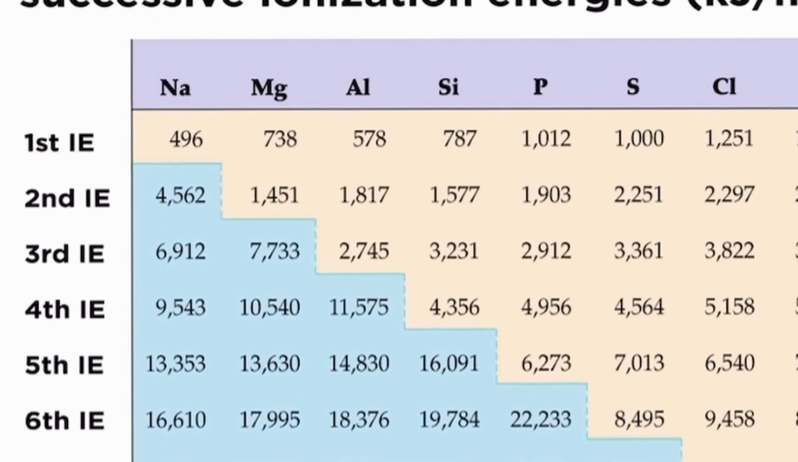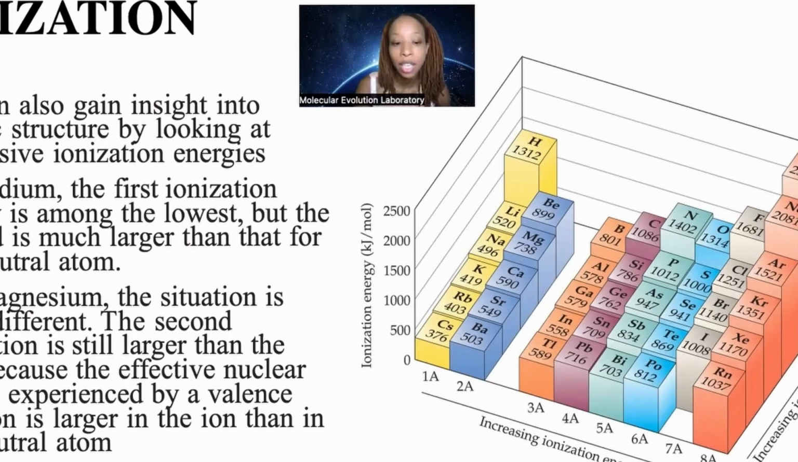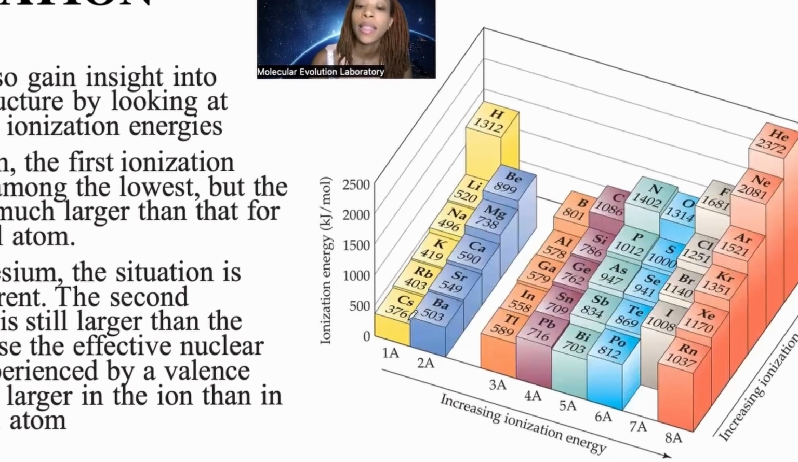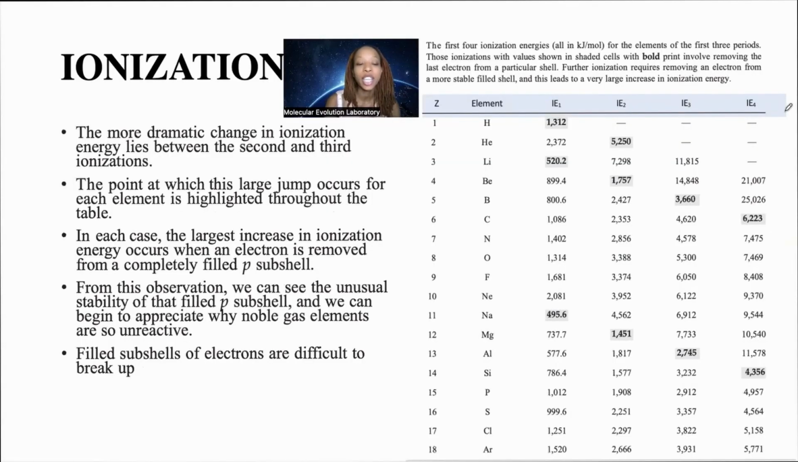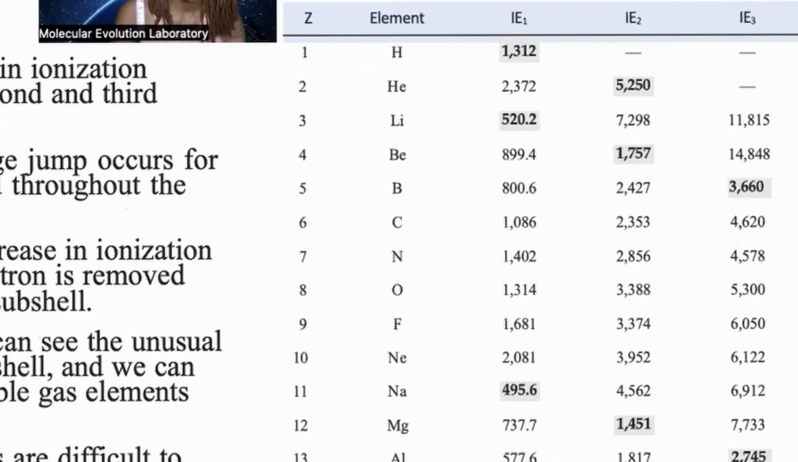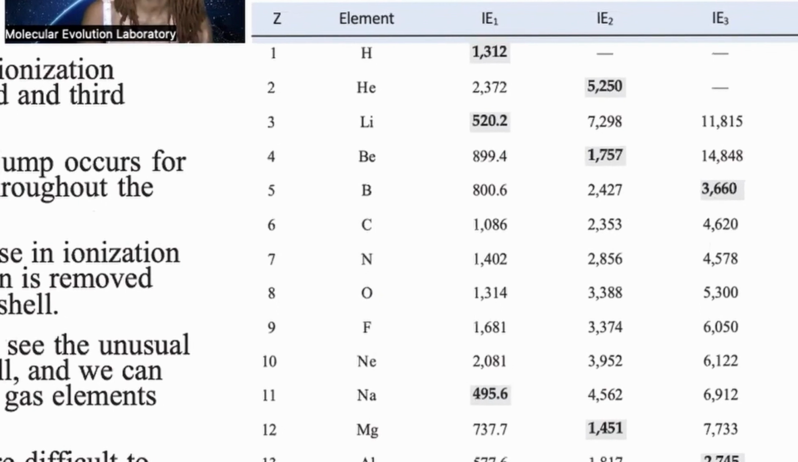The second ionization energy is larger than the first because the effective nuclear charge experienced by a valence electron is larger in the ion than in the neutral atom. So this basically shows the ionization energy in kilojoules per mole in the specific order. The more dramatic change in ionization energy lies between the second and the third ionization. The point at which the large jump occurs for elements is highlighted throughout the table.